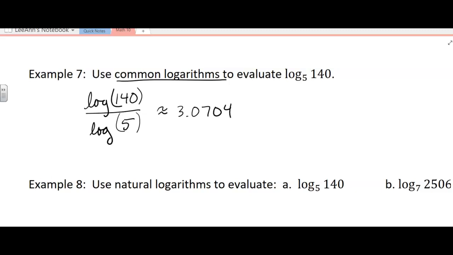Okay. Now, the exact answer is right here. There's nothing you can do with that as far as simplifying goes. So if you're trying to think, hey, how could I use one of those properties to simplify it? You can't. You can't divide the 5 into the 140 if you're thinking that. Stop thinking that because that doesn't work. You can't just pull the arguments out of the logarithm to do that. So that's what it is as an exact answer. As a decimal approximation to 4 decimal places, it's 3.0704.